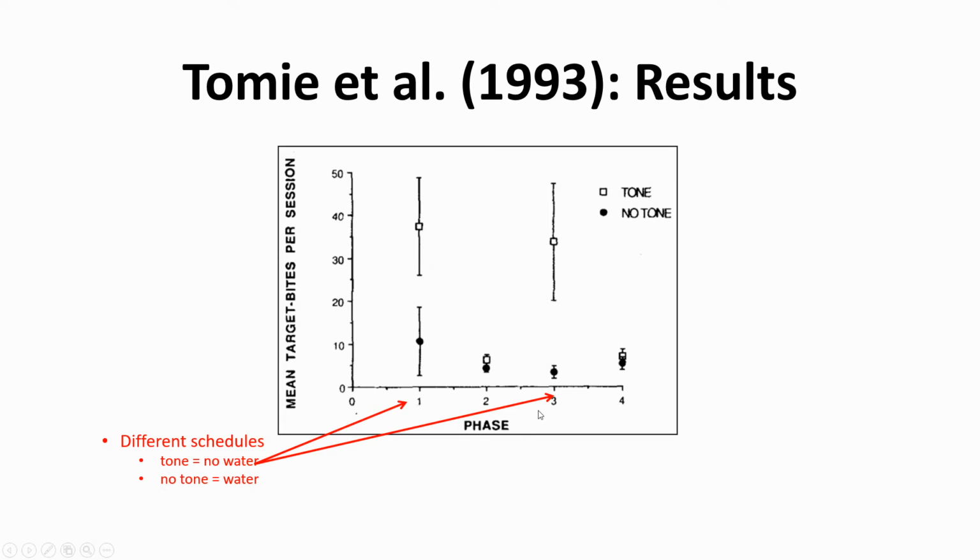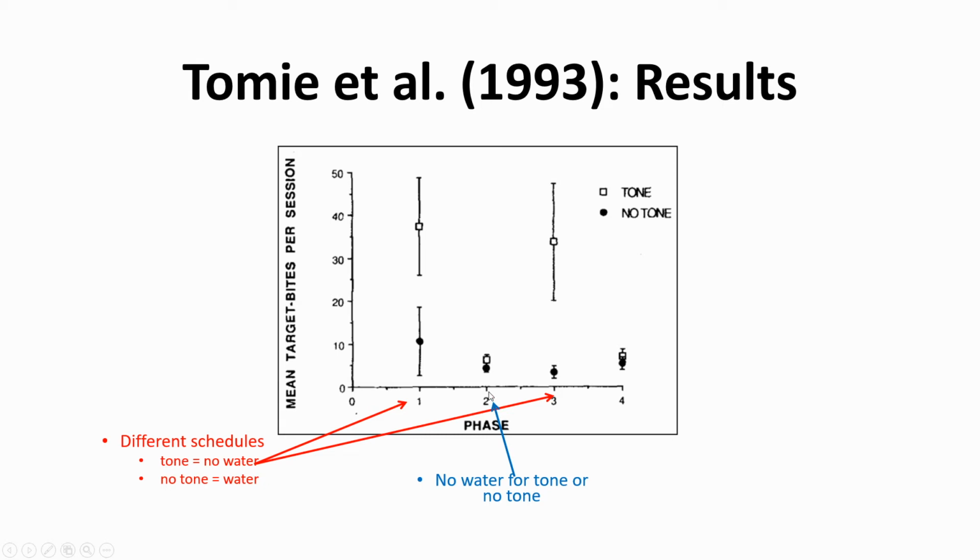And so for phase 1 and phase 3, we see that separation where lots of aggression when the tone was playing to let them know that extinction was happening and that they weren't getting access to water. But when they got their water, when everything went as planned, there was low levels of aggression. Makes sense. Okay, what about phase 2 and phase 4?